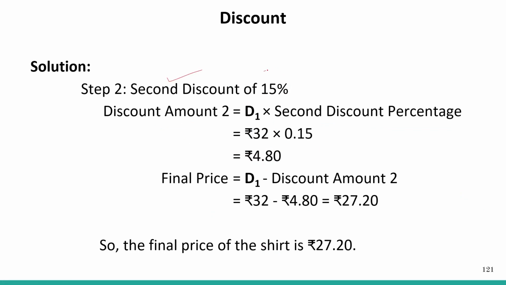So second discount of 15%. So discount amount 2 is equal to D1 into second discount percentage. So 32 into 0.15, that is equal to 4.80. So final price is equal to D1 minus discount amount 2 is equal to 32 minus 4.80. That is equal to 27.20. So the final price of the shirt will be 27.20 rupees.